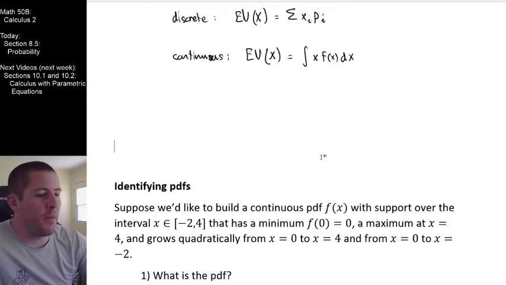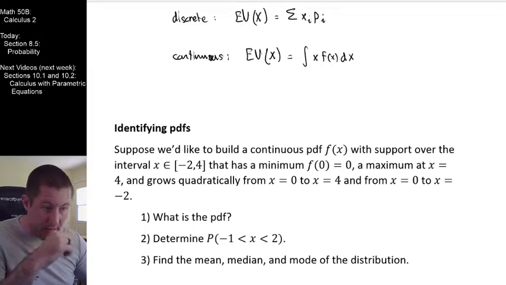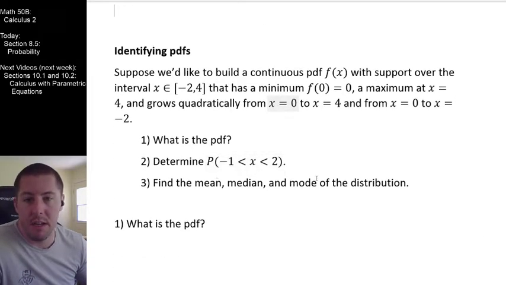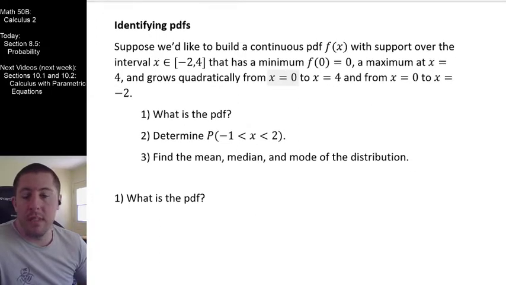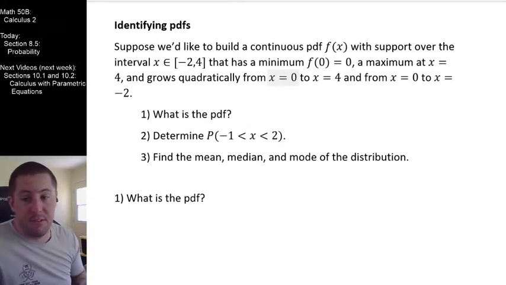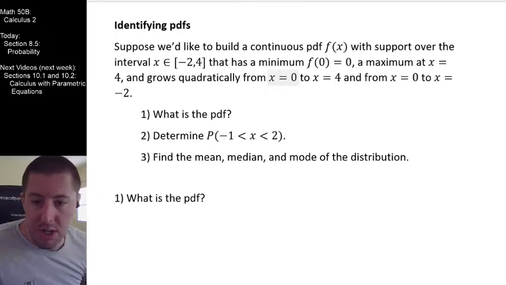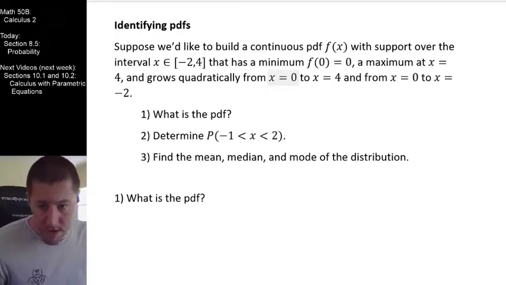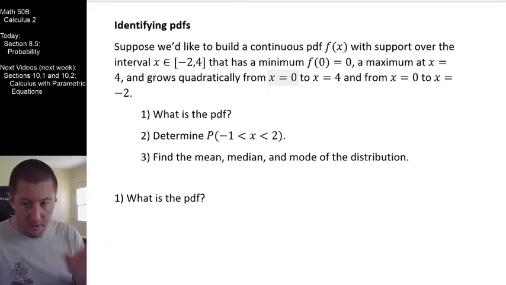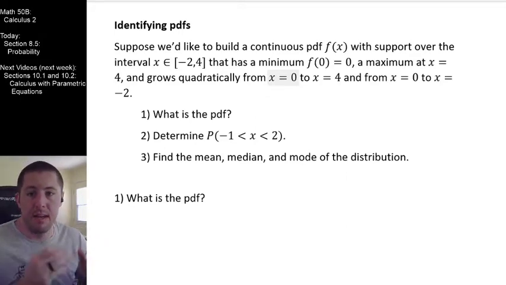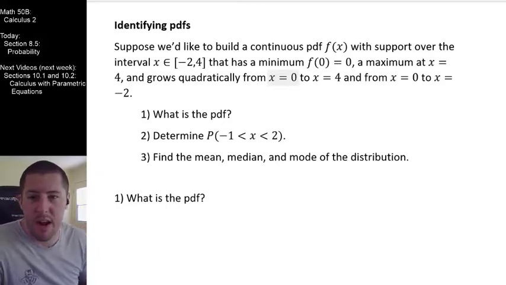All right, so that was cool. So now let's do the little bit more exciting stuff. Let's identify a PDF and then find some meaningful features of it. In this problem, I'm going to describe a PDF to you. I'm not going to tell you what the function is. That's going to be part 1. It's going to be your job to figure it out. And I'll also tell you, your homework assignment for this week is just going to be to manage one of these.